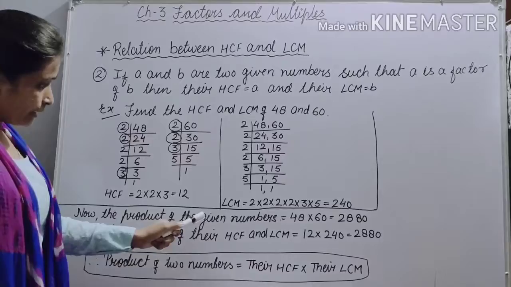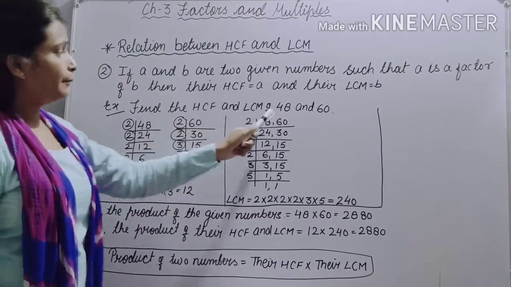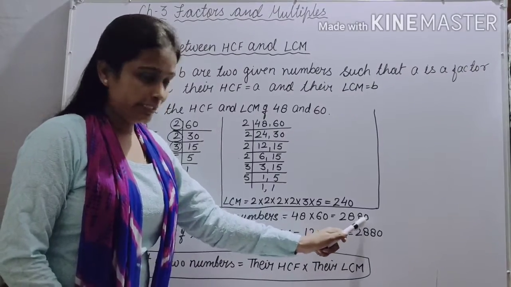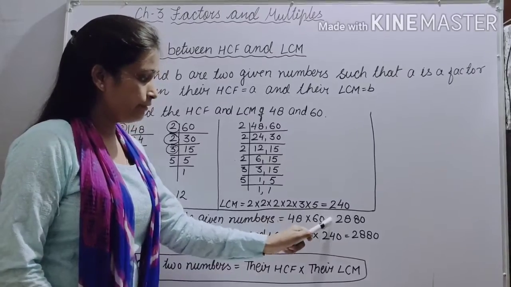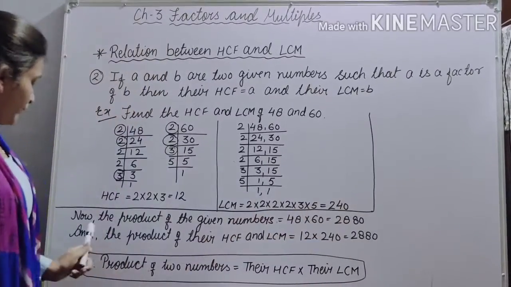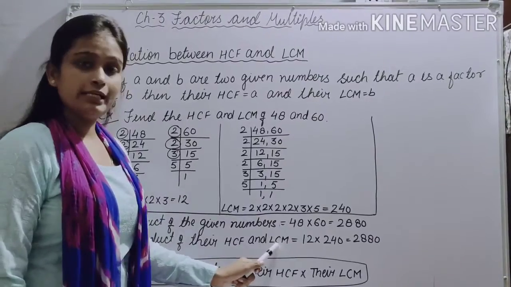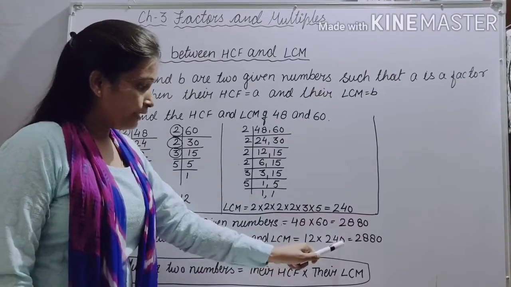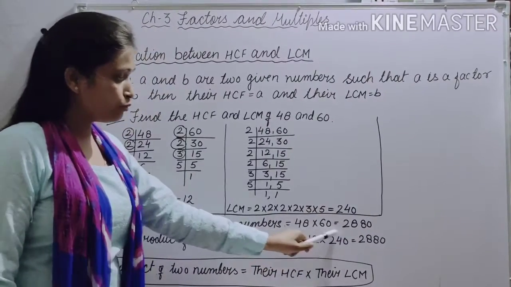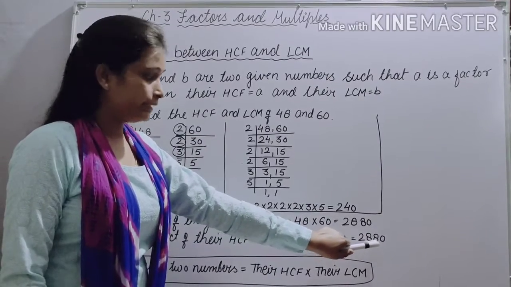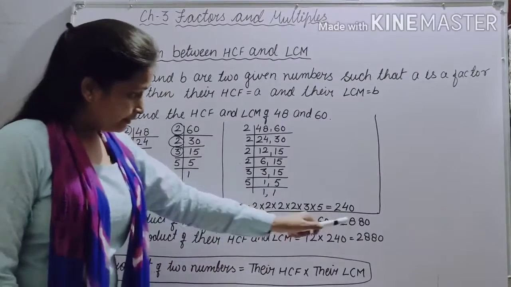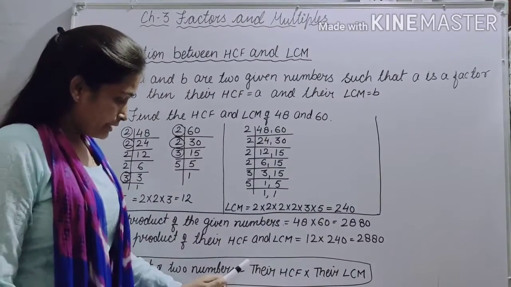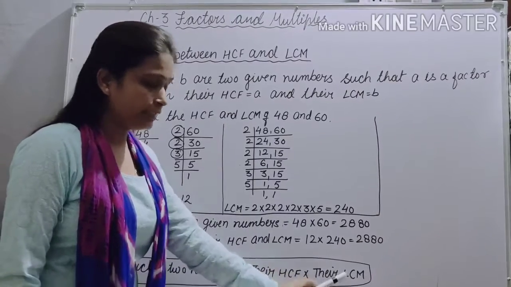Now the product of the given numbers, means जो given numbers थे उनका निकालेंगे product, which is equals to 2880. Means when we multiply 48 and 60 we will get 2880, and the product of their LCM and HCF. So here is its HCF and here is its LCM. 12 multiply 240, and when we multiply these two numbers we will get 2880. Now we see that these two numbers are equal, so we can say that the product of two numbers is equals to their HCF multiply their LCM.